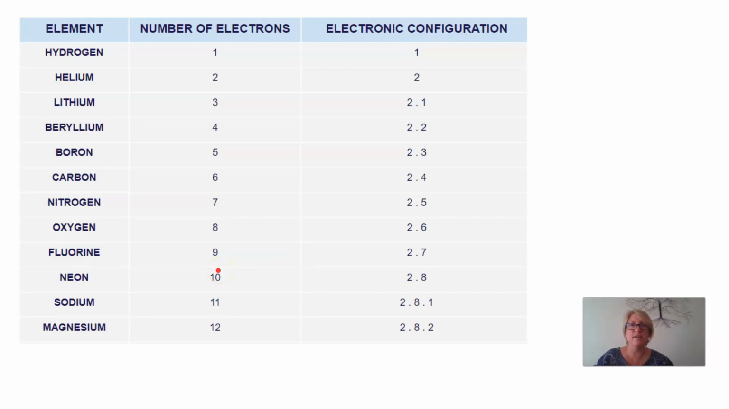This is also just another little table that summarizes the number of electrons with the electronic configuration as we move through the elements, and you will find a list of the first 20 elements with the number of electrons and electron configuration in the WorksheetCloud worksheet that's been uploaded with today's lesson.